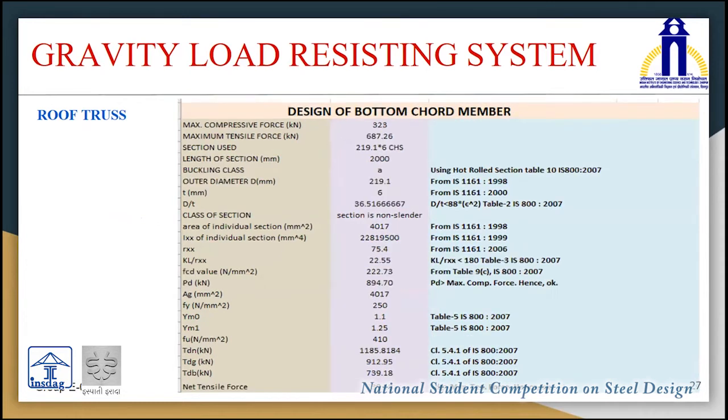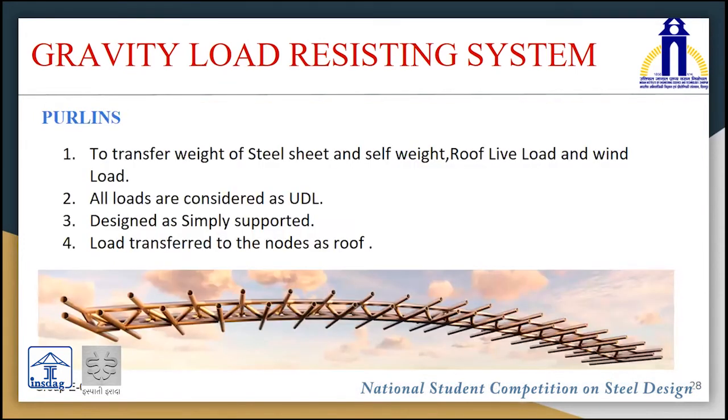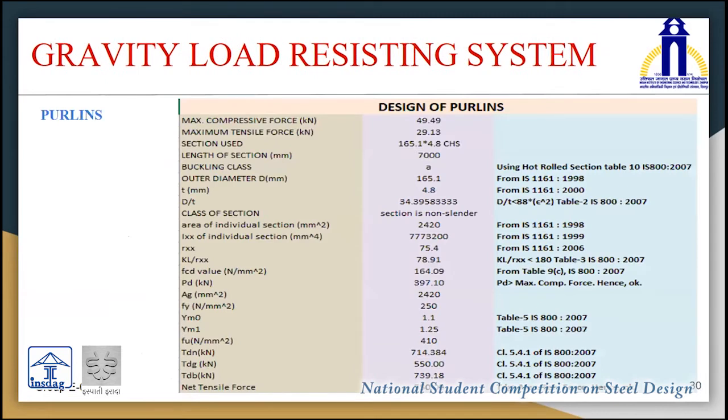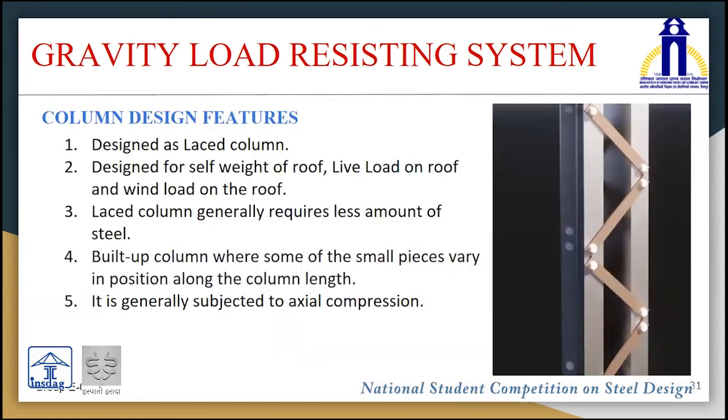After the roof truss, now is the time of design of purlin, which is done considering the load as UDL on a simply supported purlin, and this is a Revit rendered output of the truss showing purlins. Purlins are designed against both compressive strength and axial tension. Here is the design calculation of the purlin using hot rolled section table 10 of IS 800-2007.